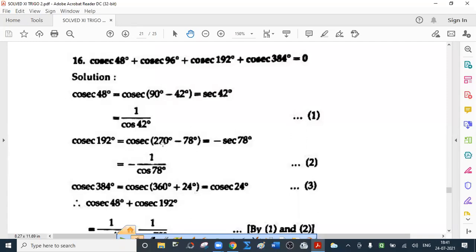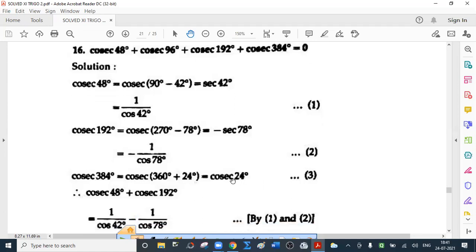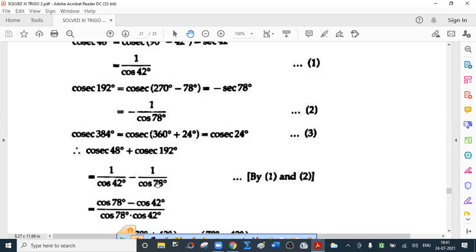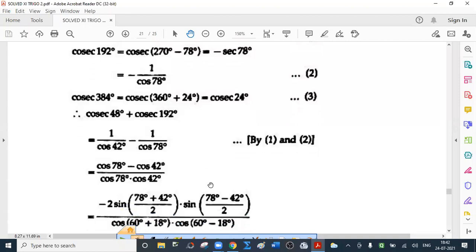Allied angle 270 associated with y-axis, ratio changes, cosec to sec. 270 minus 78 lies in third quadrant, in which cosec ratio is negative. That is why minus sec, and sec is 1 by cos. For that sake, it is written as minus 1 upon cos 78 degree. Okay, what is cosec 384 degree? 384 degree is 360 plus 24. So cosec 24 degree. Therefore, cosec 48 degree plus cosec 192 degree is this. Find out LCM and so on.